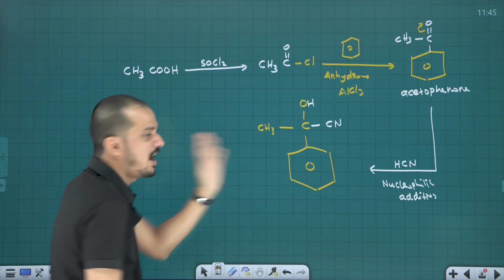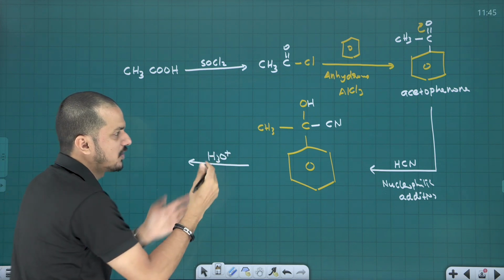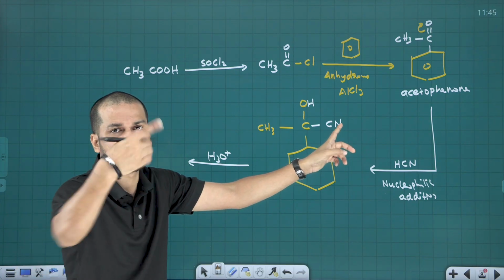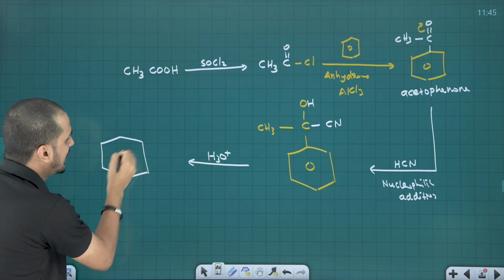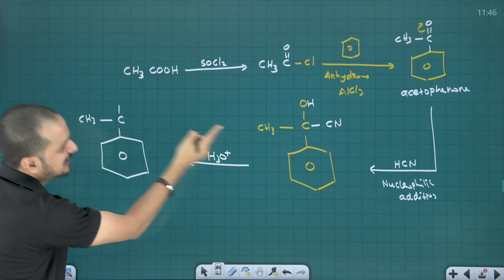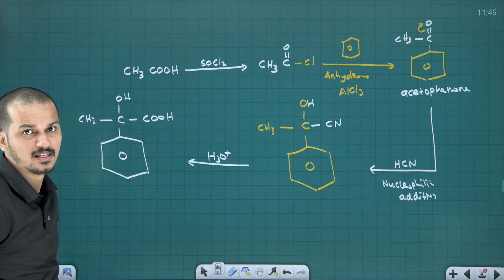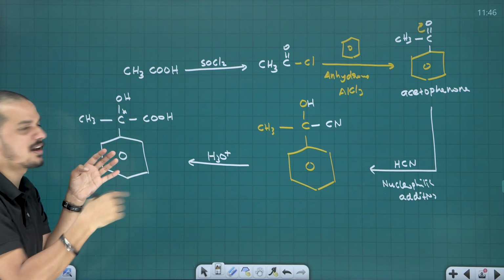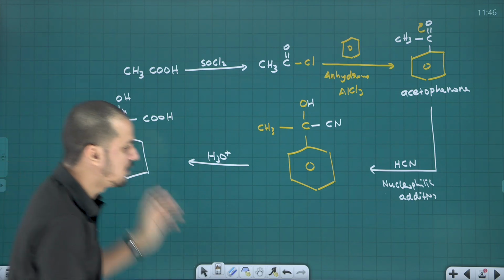That also you know. After that, what are you doing? You are hydrolyzing with H3O plus. Whenever you are hydrolyzing a cyanide compound, it will be converted to carboxylic acid. So your product will be: here C, here CH3, here OH, and here it becomes COOH. One more thing: this carbon is a chiral carbon, because all the groups attached around it are different. That is also important.